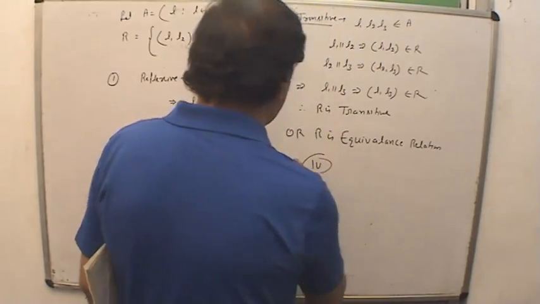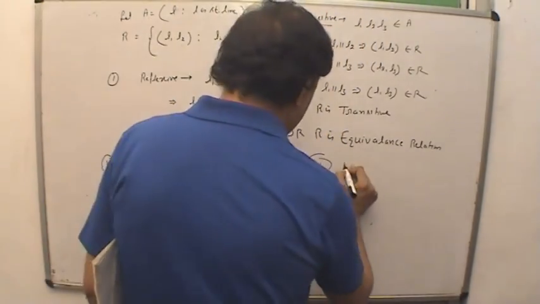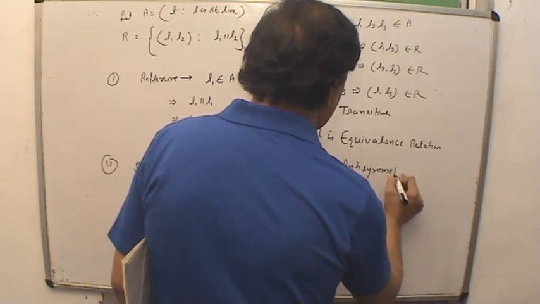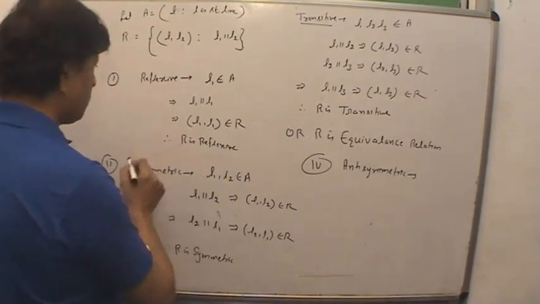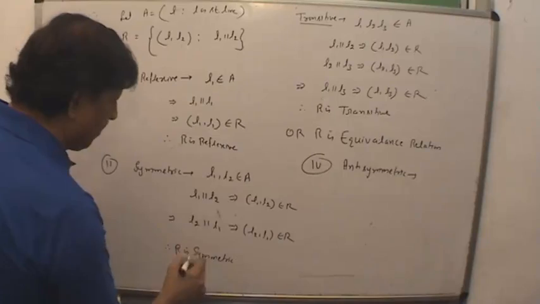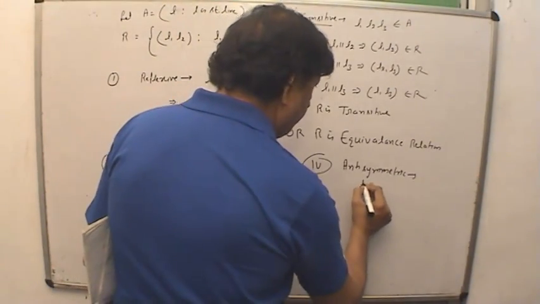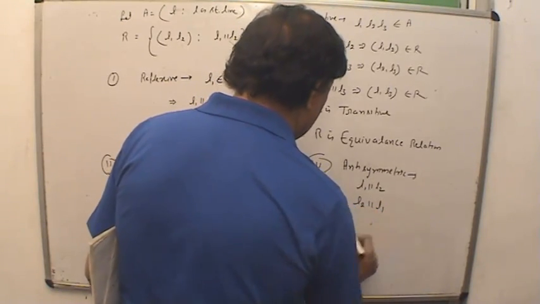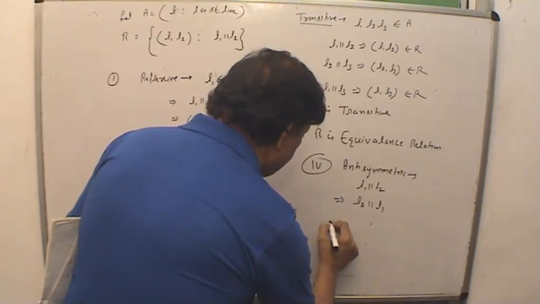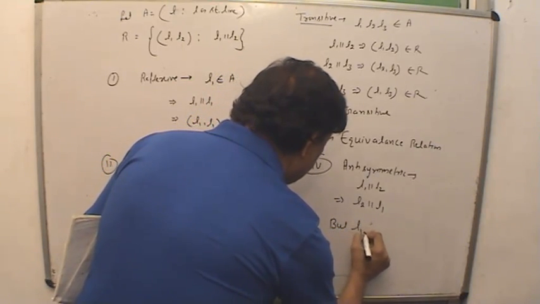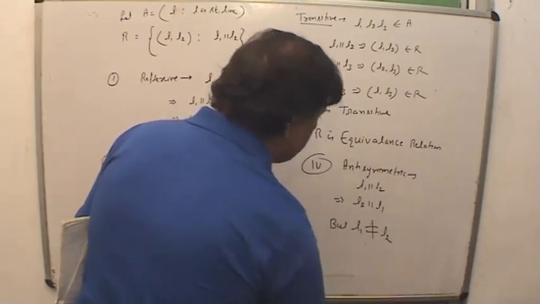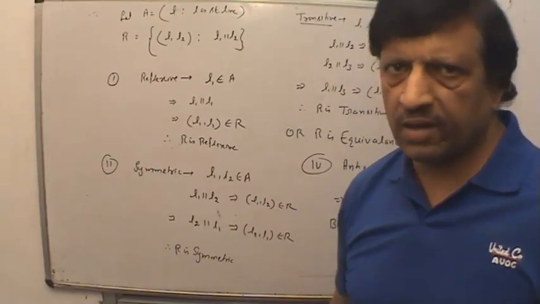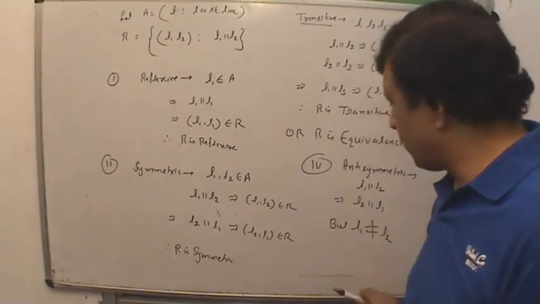What about the fourth property? That is the antisymmetric. For antisymmetric, we consider the symmetric property again. Here, it is symmetric. L1 is parallel to L2. This implies L2 is parallel to L1. What does it mean? But L1 is not equal to L2. Both are straight lines, but they cannot be equal.